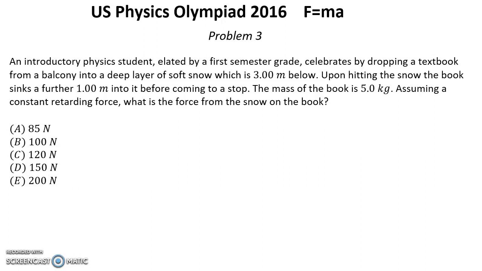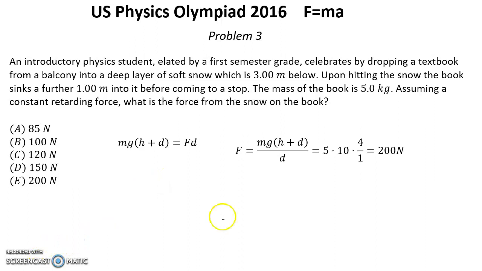Solution. Here we can use the work energy theorem. It means that the total potential energy of the book is dissipated by the force from the snow, which gives us the equation mg multiplied by the height 3 meters plus the distance 1 meter equals force multiplied by the distance 1 meter. From here we can find that the force equals 200 newtons, which is answer E.